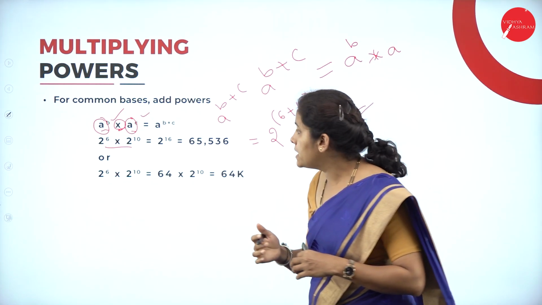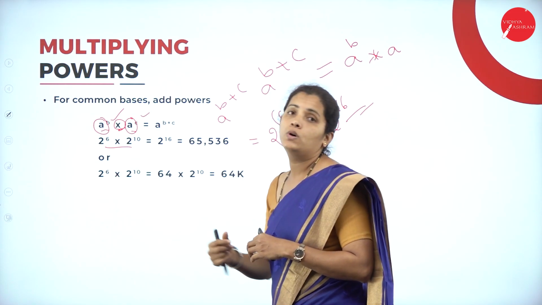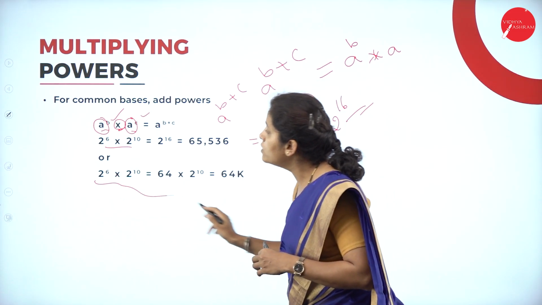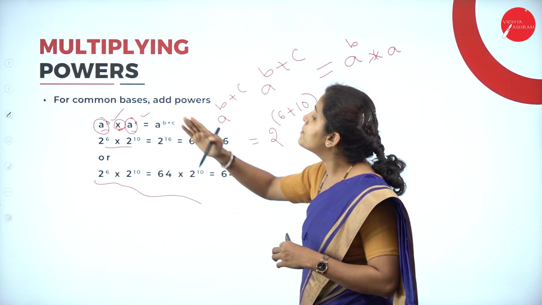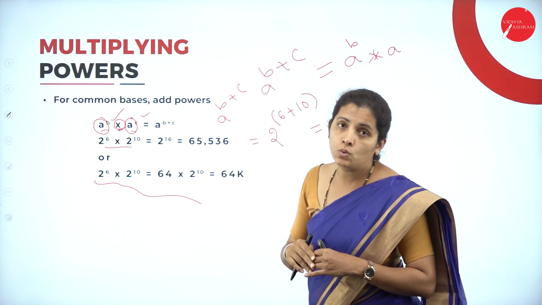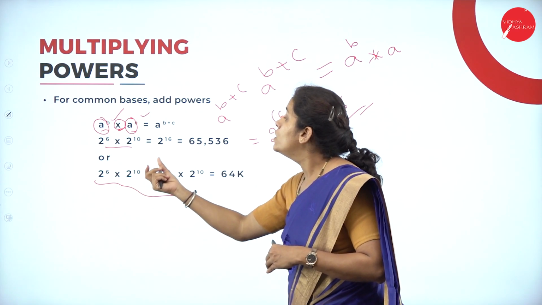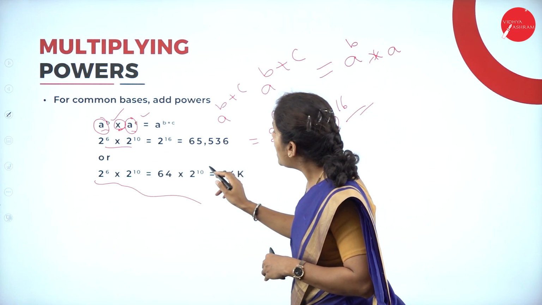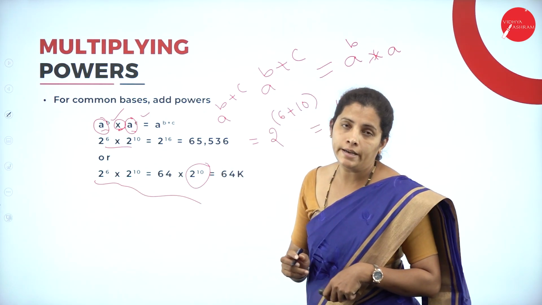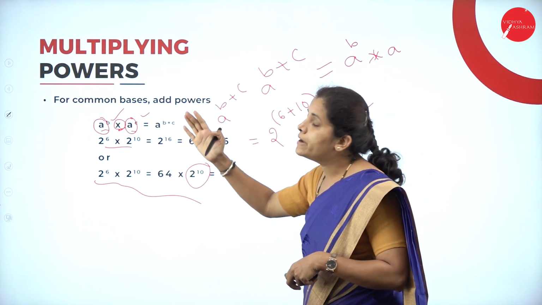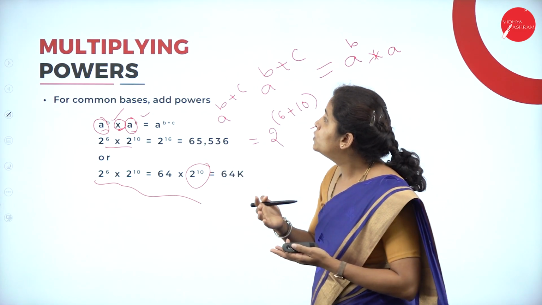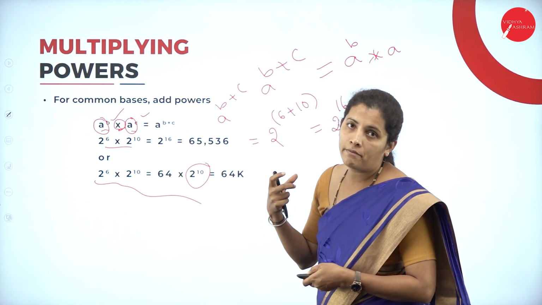So at the same time, I can able to write this way also. That means first I'm going to find the 2 to the power 6. Then I'm going to multiply with the value 2 to the power 10. So this is the way we can able to multiply powers.